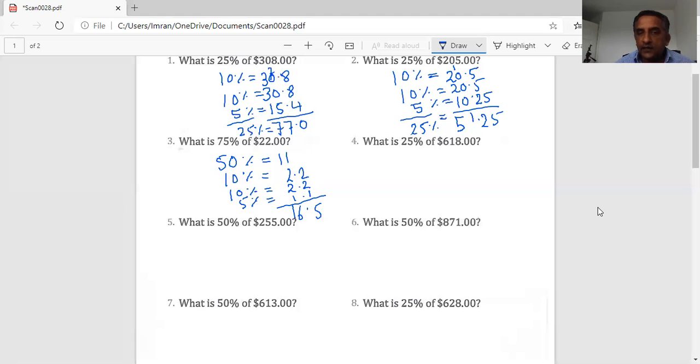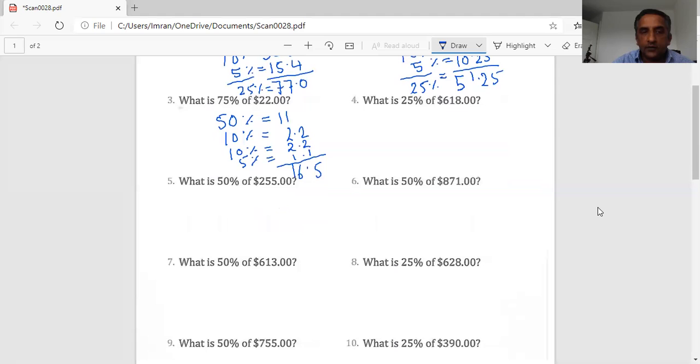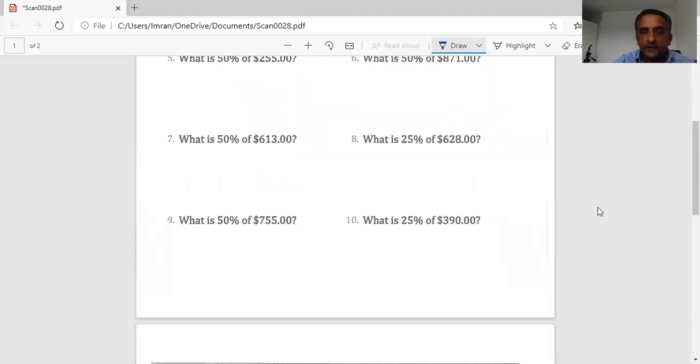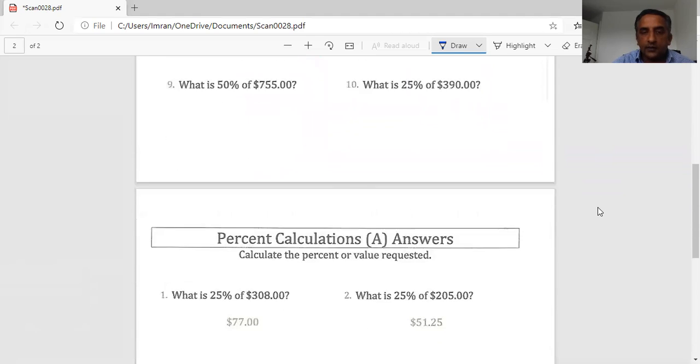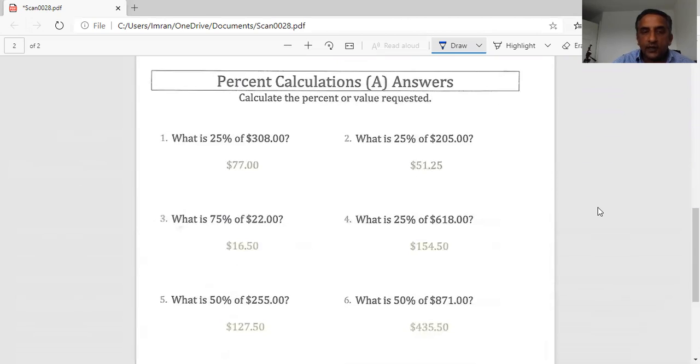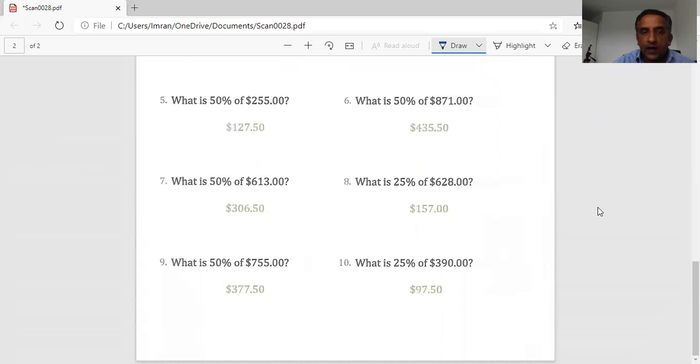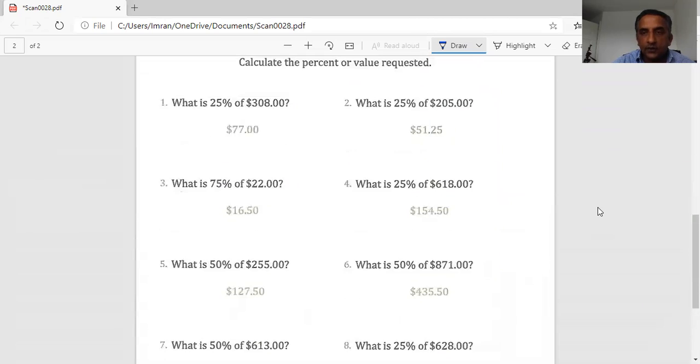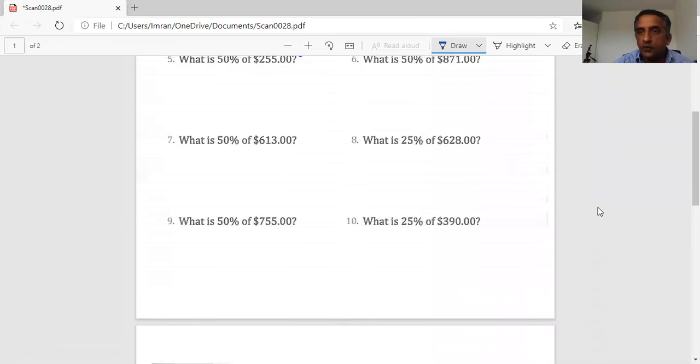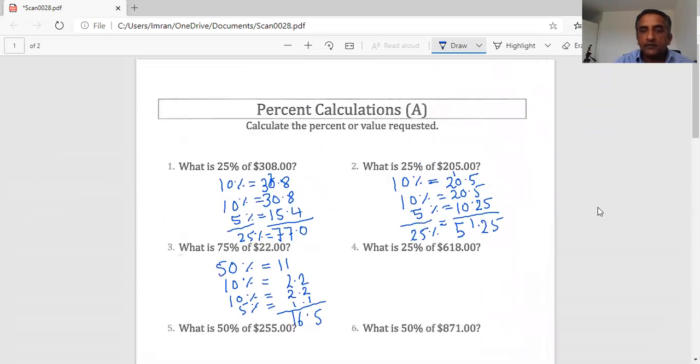So I have done these 3 questions. I will recommend you, if you can do the remaining ones, they are not difficult. It's again 25%, 50%, these are the ones you have to work out. Then at the end, there are answers given. Once done, you can tally your answers, but still I will recommend you to do all of them.